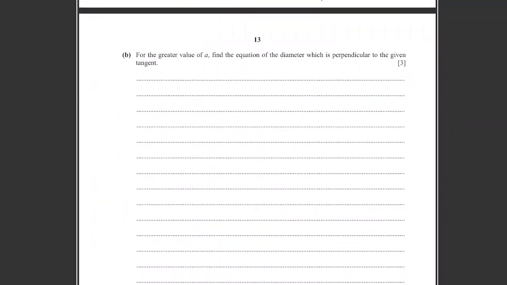Now you go over here, and they say that for the greater value of a, you need to find the equation of the diameter, which is perpendicular to the given tangent. So what we need to do is we still have that circle, we still have that tangent, and what they want us to do is they're like, okay, there's a diameter of the circle that's going to be perpendicular to this tangent. We want you to give us the equation for that diameter.